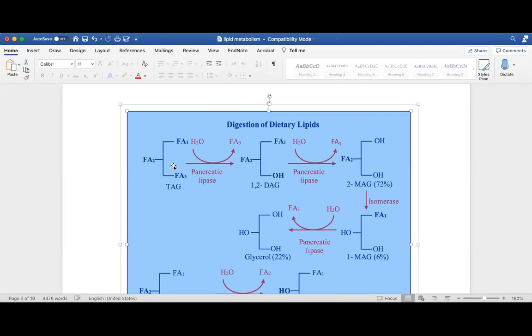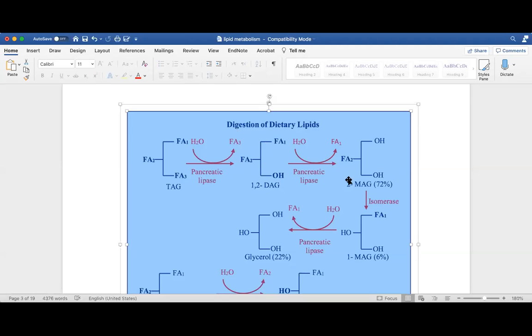So fatty acid number 3 is removed and we get DAG. What is DAG? Diacylglycerol. Di means 2. Acyl means fatty acid. Glycerol, this is an alcohol. We have only 2 fatty acids here, fatty acid number 1 and fatty acid number 2. And here we don't have a fatty acid. It has been removed here.